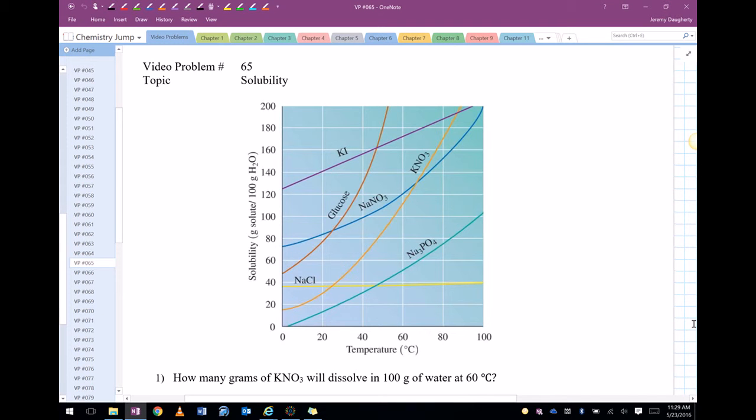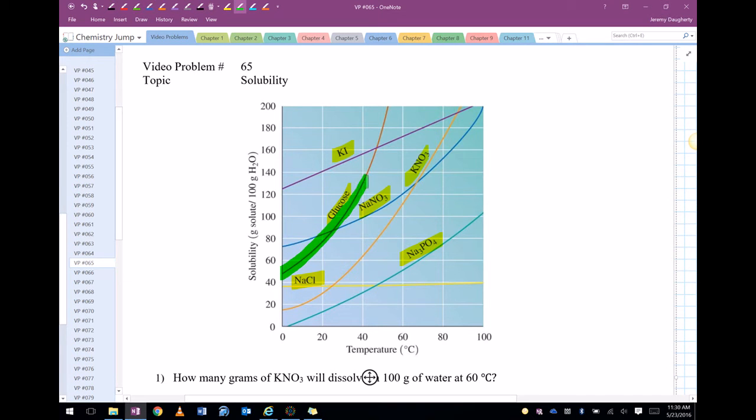Video problem 65, solubility. So this is a solubility graph, solubility curve, solubility chart. It's called a couple different things. And you've got to realize what this shows you is six different experiments. Okay, so let's just focus on the glucose line right here.